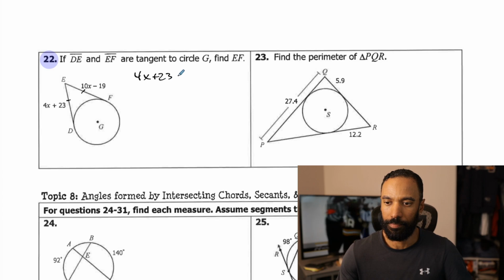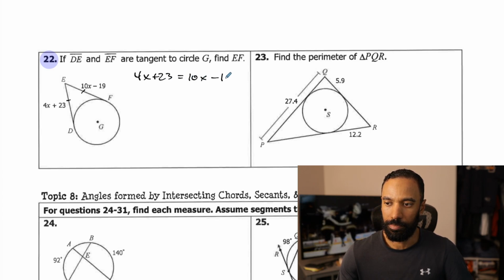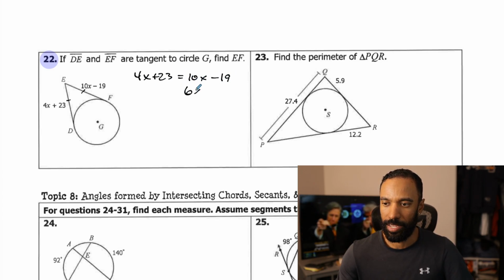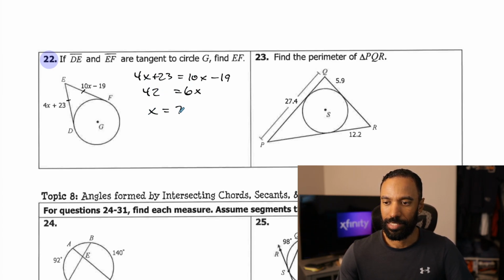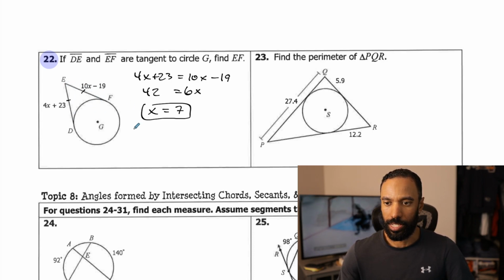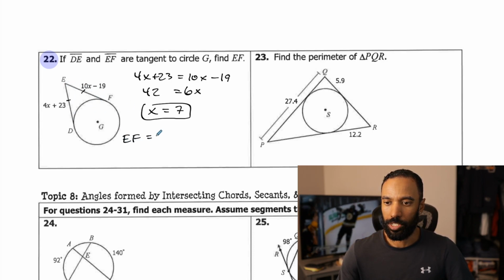4x plus 23 equals 10x minus 19. Subtract 4x, add 19, divide by 6. Find the length of EF, same as this DE. So EF is going to be 10 times 7 minus 19.